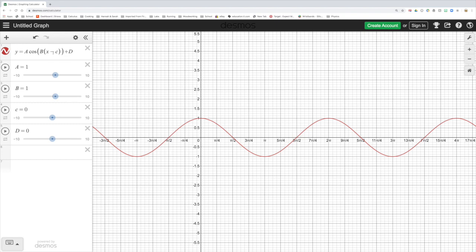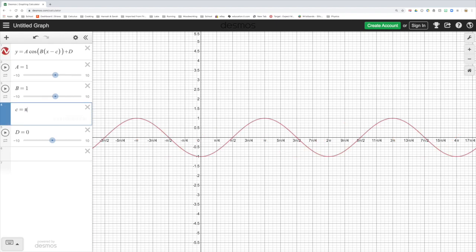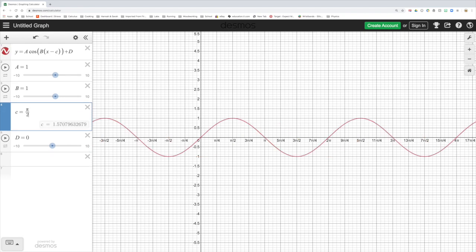C, if you remember, causes the graph to move left or right. So if we make it go to the right, let's say pi over 2, so it's exact, it moved exactly pi over 2. And guess what happened? This looks like the sine curve, because the cosine curve, if you shift it over to the right pi over 2, looks just like the sine curve. And the max is now at pi over 2.